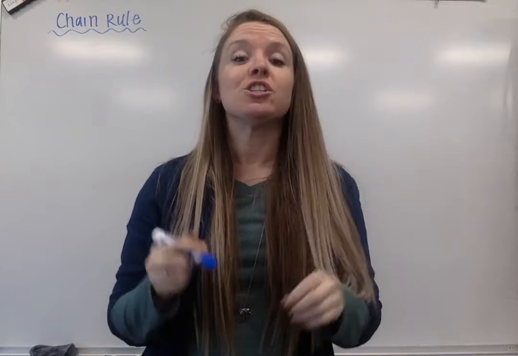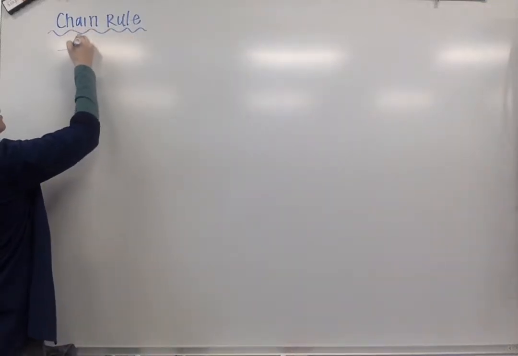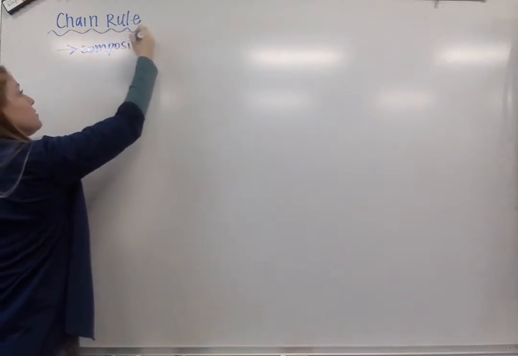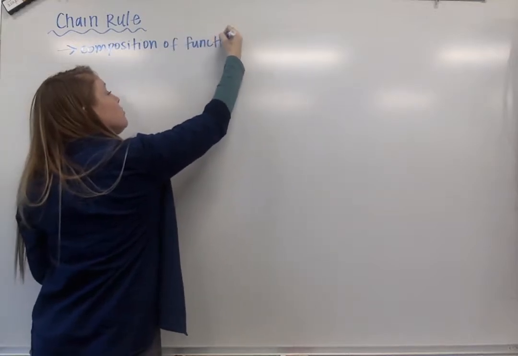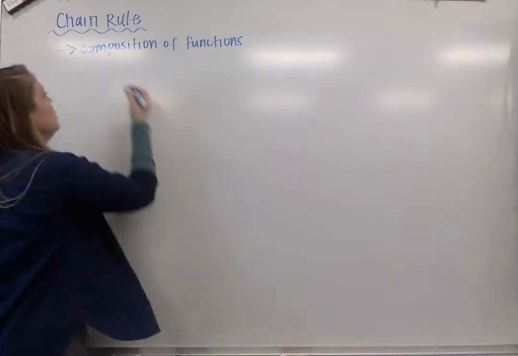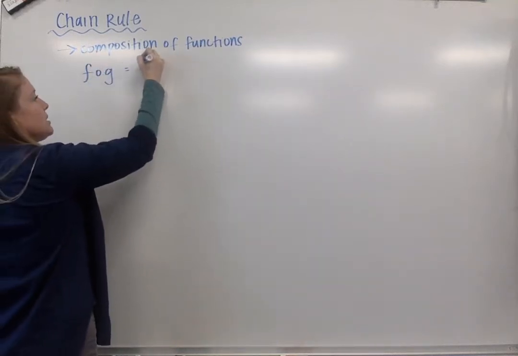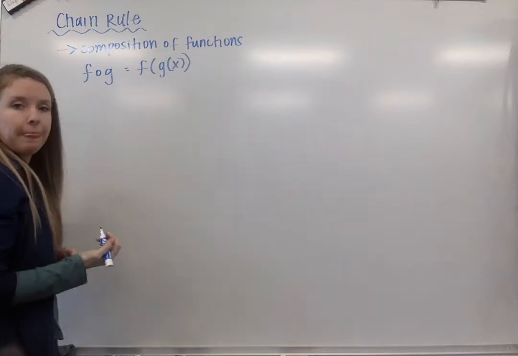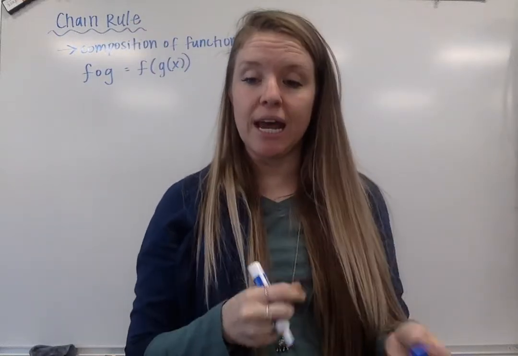All right, so a chain rule comes into play when we have the composition of functions. What that means is we're going to have a function inside another function. So you remember the notation f of g, which is the same as f of g of x. So here, our g of x is being plugged into our function f.